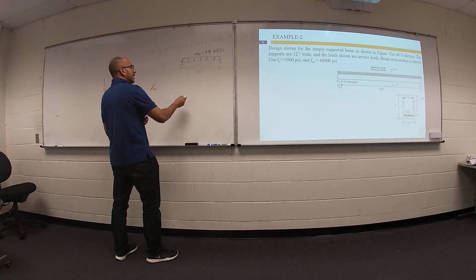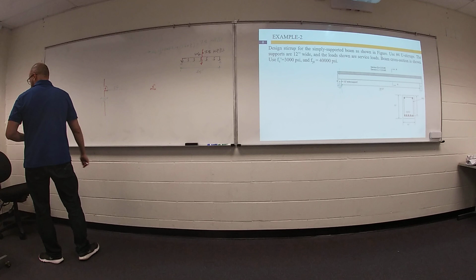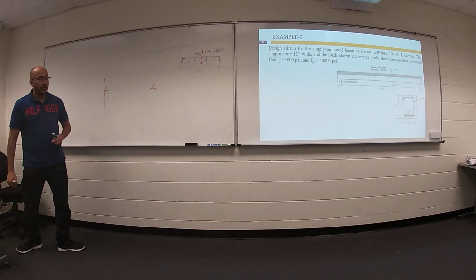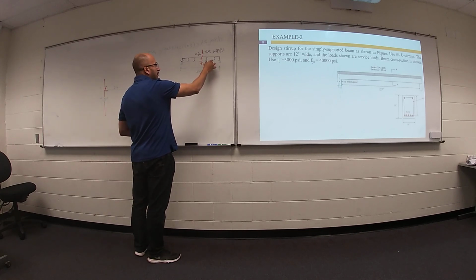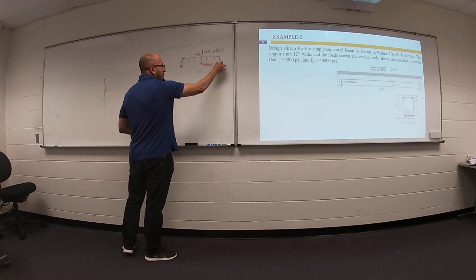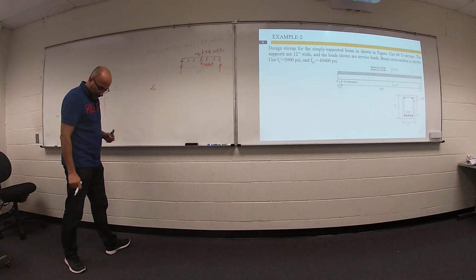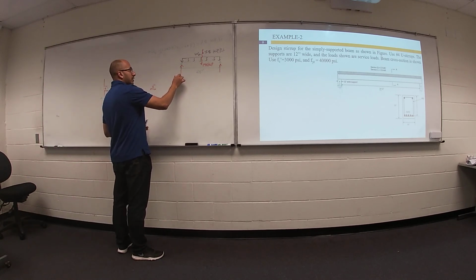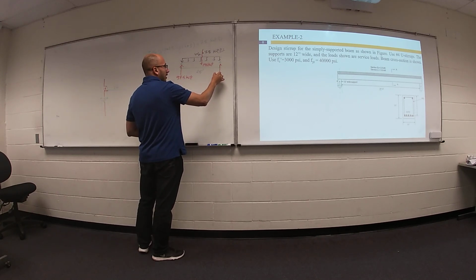Okay, your equivalent force will be 25 times 7.8. Your equivalent force will be 195 kip. So your reaction here and your reaction there will be what? 195 divided by 2, 97.5 kip.